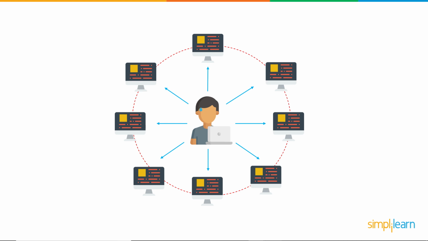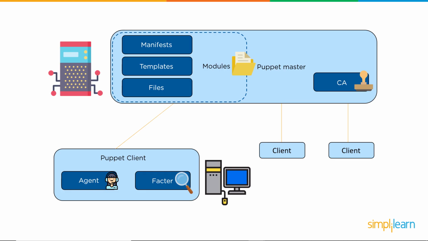So before we move on to the demo, let me tell you what the architecture of Puppet looks like. Puppet has two main components. You have the Puppet Master and the Puppet Client. The Puppet Master is where you write the configuration files and store them, and the Puppet Clients are basically those client machines which require the configuration. In case of Puppet, these configuration files that you write are called manifests. So let's move on to the demo.